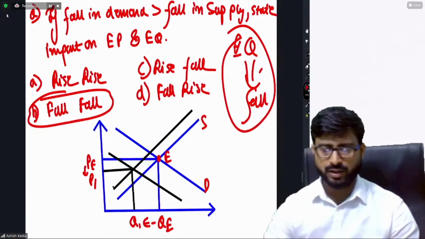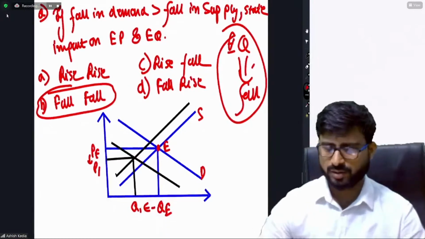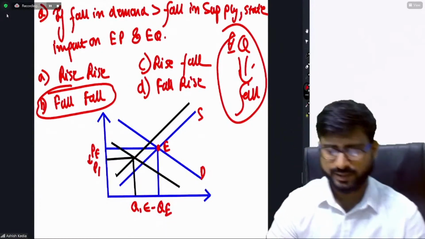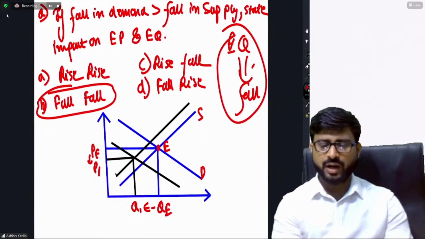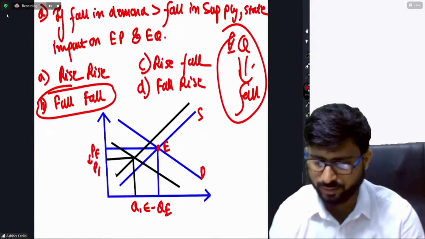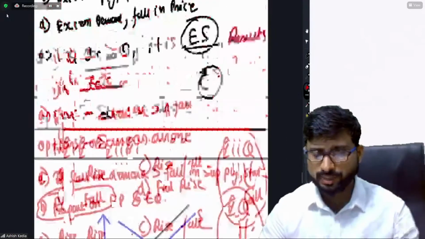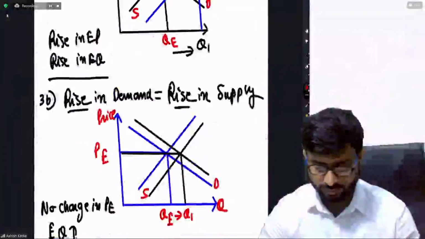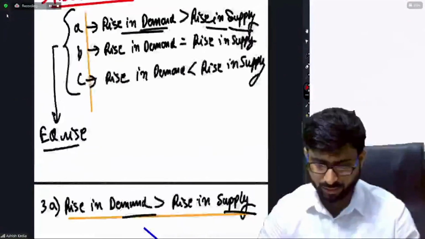Hopefully it's clear, everybody. Crystal clear, yes or no? I told you, diagram is the main magic. So this is our 3B gone, 3C gone.